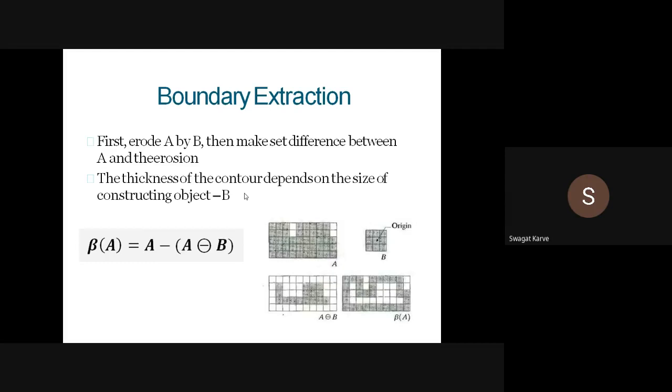What we did here is we simply subtracted that A erosion B output from the A target, that is A minus A erosion B, and you will get beta A as the final output of the boundary extraction process. So this is the output of the boundary extraction process. In this way you can carry out the boundary extraction operation.